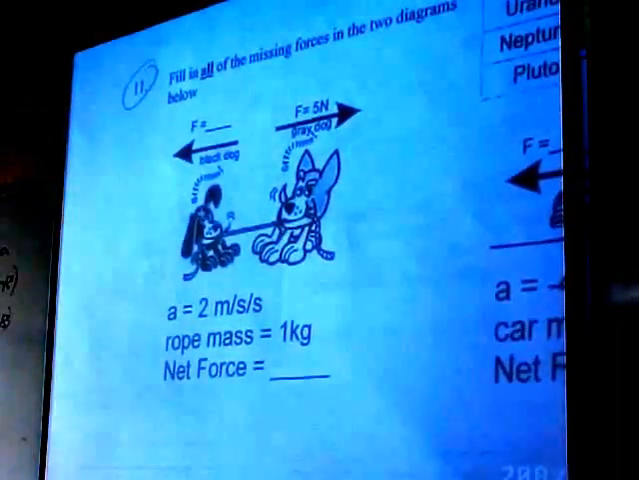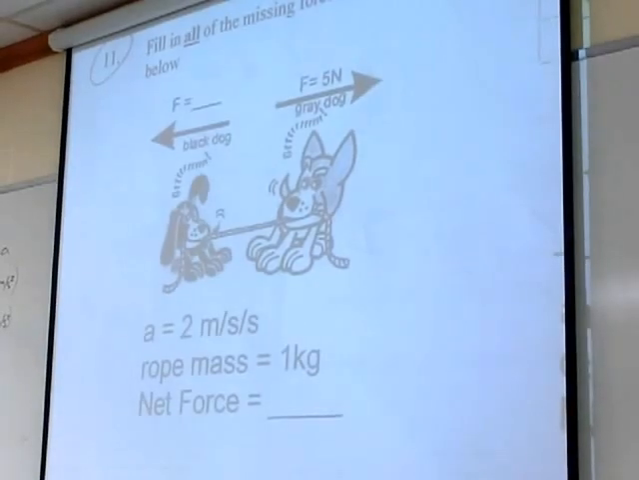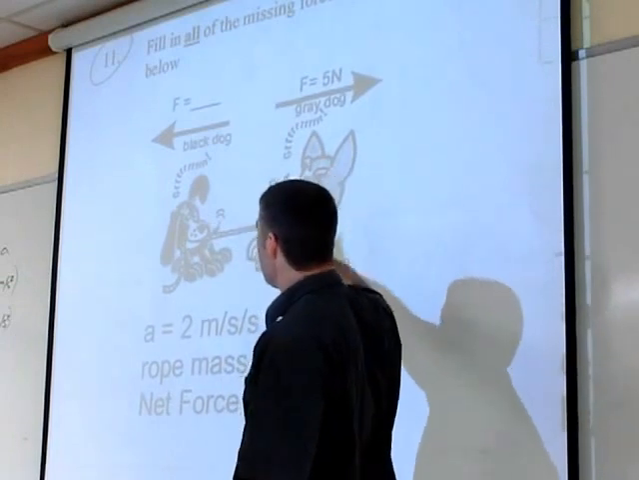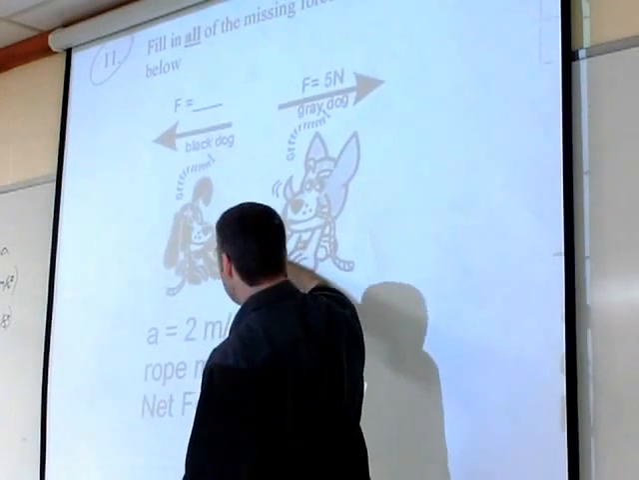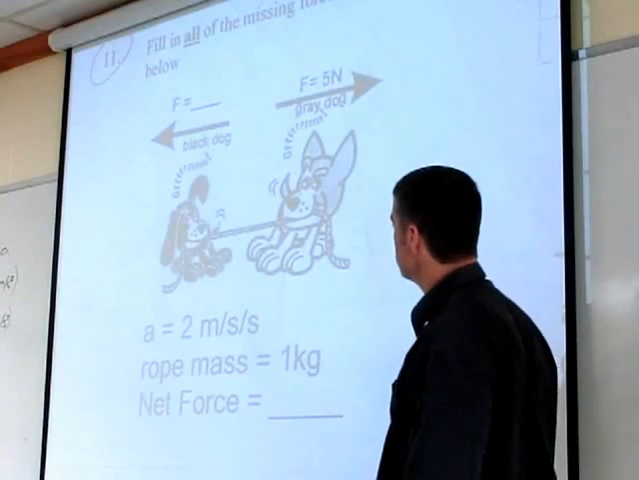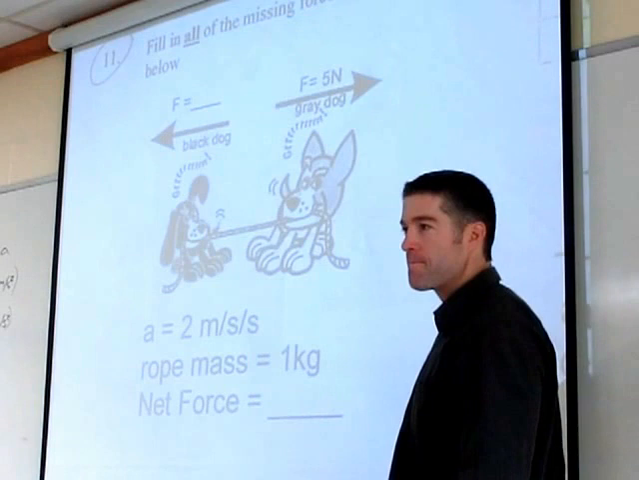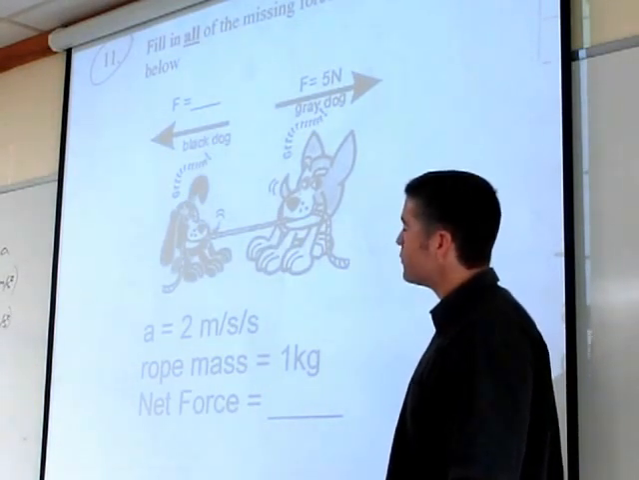11, this is something that's got a little bit of a twist. You've got the gray dog and the black dog, and they're both tugging on this rope, and you know the mass of the rope, and you also know the force with which the gray dog's pulling, and you have to fill in 2 things. You have to fill in the net force acting on the rope, and the force contributed by the black dog. So which one can you get first? How do you get the black dog's force?